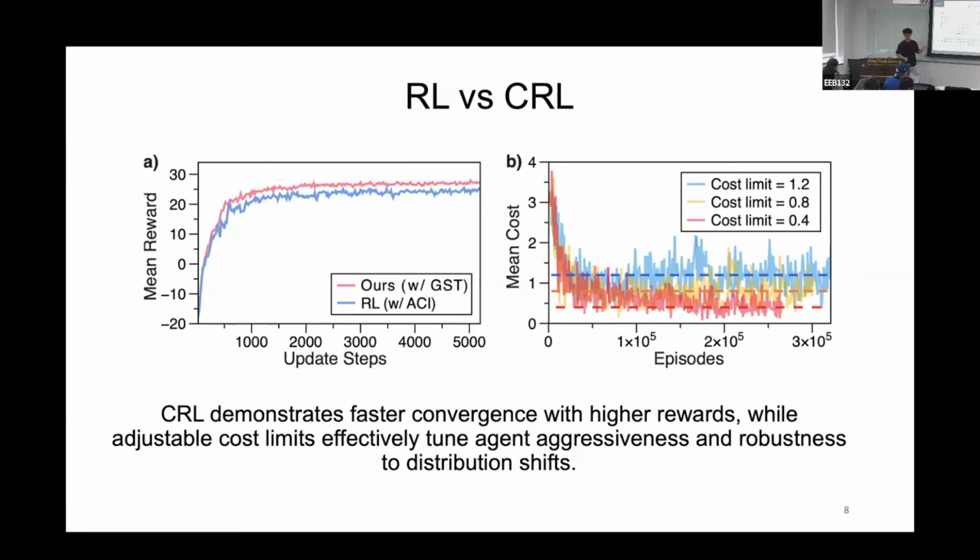The second thing that I think is very interesting is the adjustable cost limit. We can see that when we change the adjustable cost limit to different levels, the mean cost converges to different levels. In this way, we can tune the aggressiveness and robustness of agents to distribution shifts.